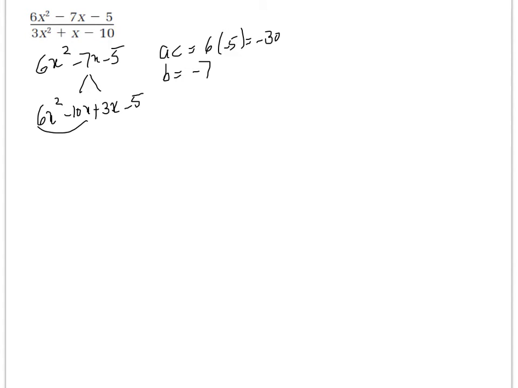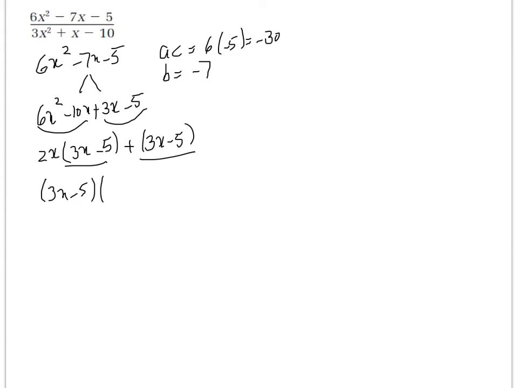Now these two terms and these two terms can package together. From the first two terms I can take 2x out, so I get 3x minus 5, and for the next two terms I just put a bracket beside them. Now you can see 3x minus 5 is common, so I can factor it from the two terms. I get 2x from the first one, and I get plus 1 from the second one.